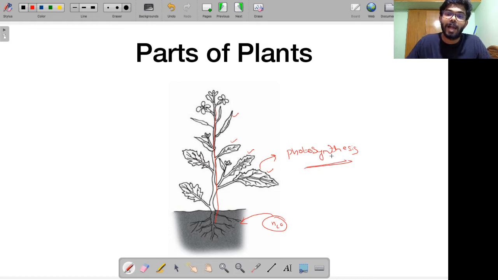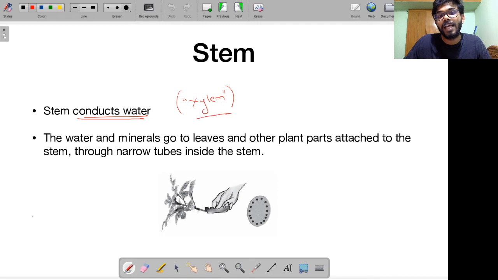The plants have to make their own food. The process through which they make their own food is called photosynthesis. For this process of photosynthesis, you will see that water is an essential constituent. Water is required, so this water has to be transported from the roots to every single leaf. This work is done by the stem. The stem has these specialized tissues called xylem that are responsible for conducting water from the roots to different parts of the plant. The water and minerals go to leaves and other plant parts attached to the stem through narrow tubes inside the stem. That's what we call xylem.